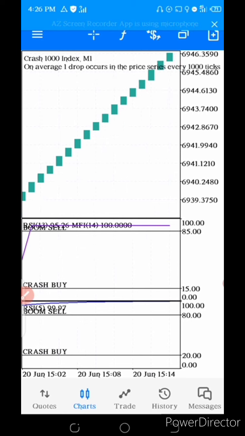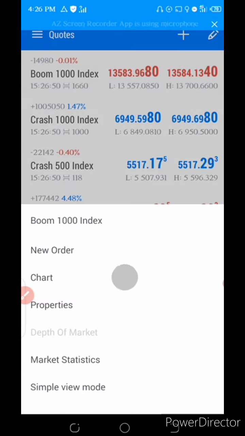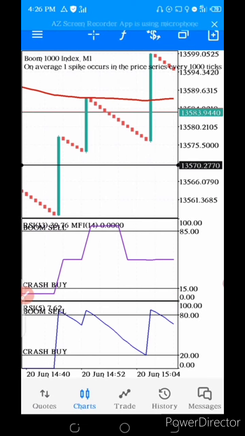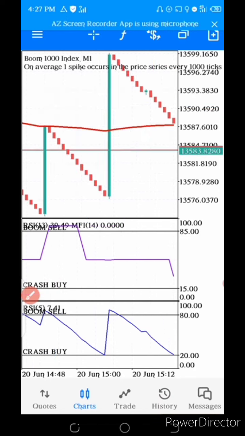So the market is still in an uptrend here. Let's check for Boom 1000. Like I said, this was the trade I took not long ago. And the live trade you watched in the beginning, that was the trade. Okay, so that is it.